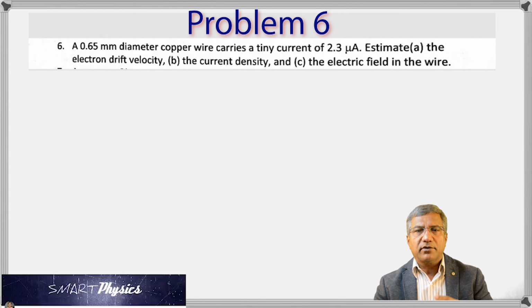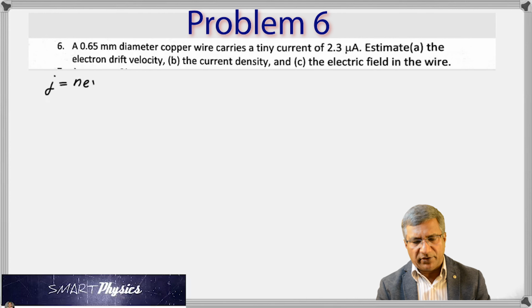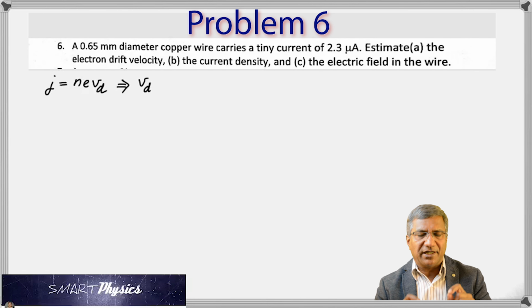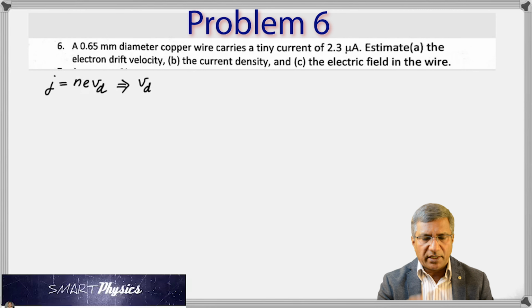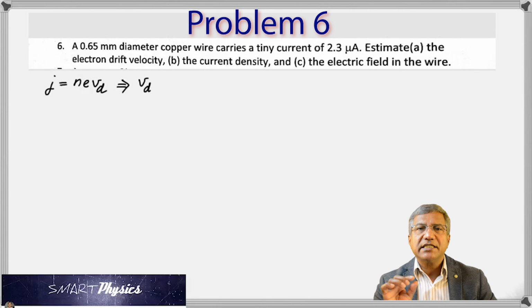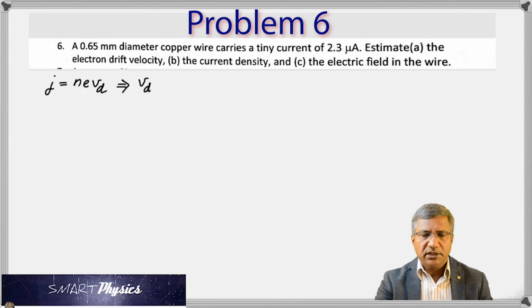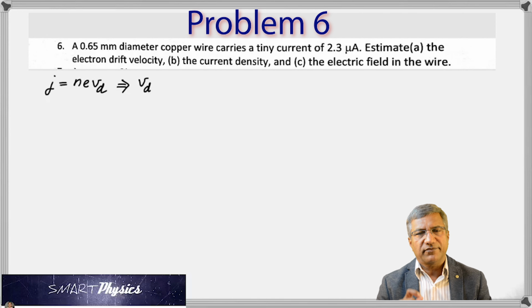So first of all, the formula for drift velocity comes in this way, where J is the current density. It's a vector. Remember, J is current density. n is the number of free electrons in 1 meter cube. e is the charge of the electron. And v sub d is the drift velocity.